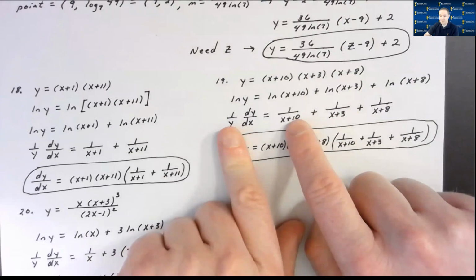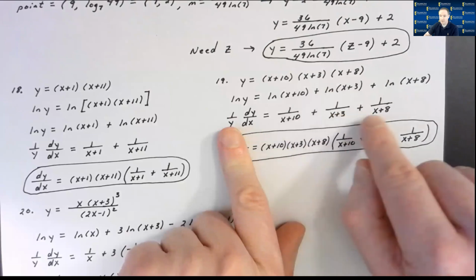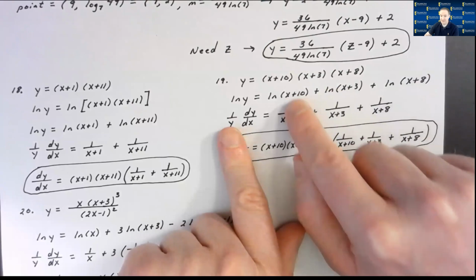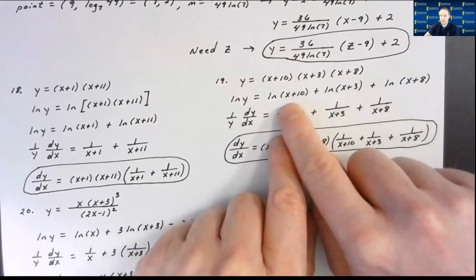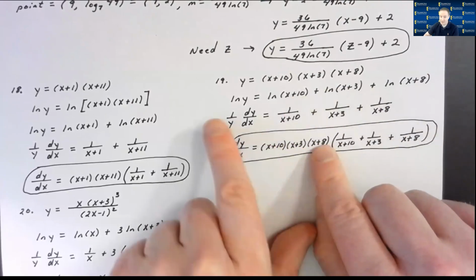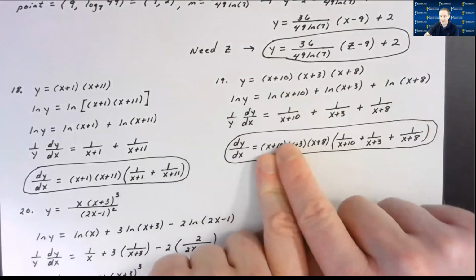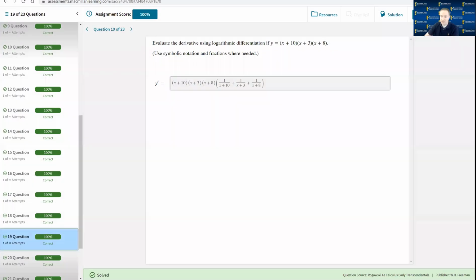Now we take the derivative, pretty straightforward. We get 1 over x plus 10 plus 1 over x plus 3 plus 1 over x plus 8, since the derivative of each of those inside functions was simply 1. Then you can say, well, dy/dx is going to equal what I have over here times y, but y is equal to this original, so we just bring that down. Fully factored final form of the answer. And again, could you distribute and simplify that out? Of course you could, but you're wasting your time if you do. They want the answer just like this right here.